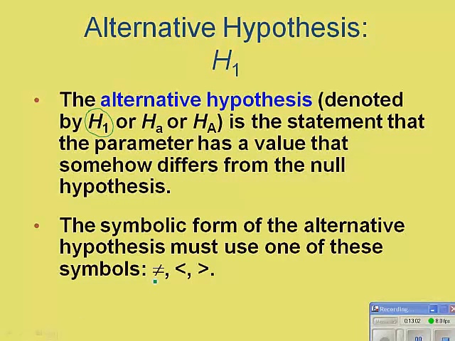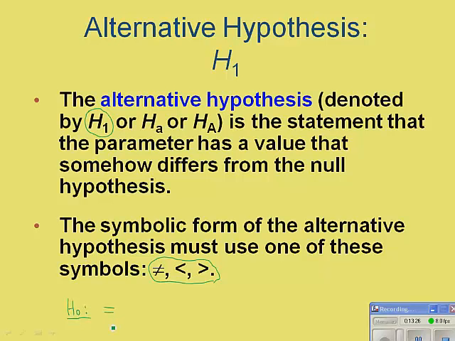You're going to use these symbols, guys. I didn't have to write all this. I could have just written this, what I'm circling right here. We're going to use not equal to, or greater than, or less than when we talk about H1. Let me go back to H0 for a second. What symbols do you think might come into play for H0?